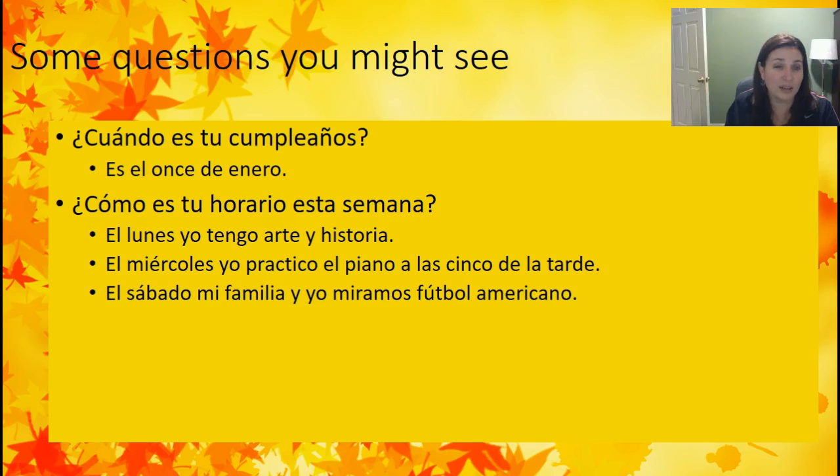You can probably guess at this one. You would say, Wednesday, I practice piano at 5 in the afternoon. El sábado, mi familia y yo miramos fútbol americano. It says Saturday, my family and I watch American football. So that would be like, American football, not soccer.